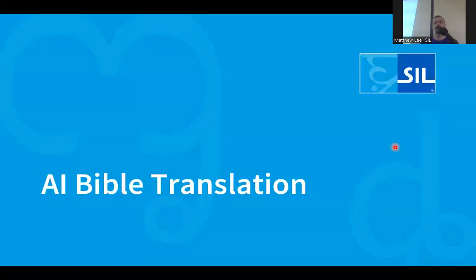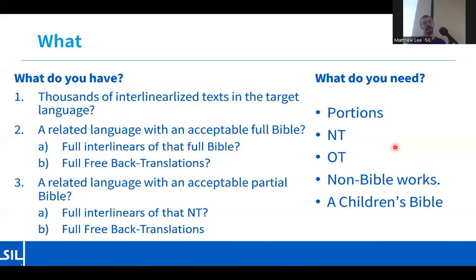Except AI Bible translation, the first question you need to ask is, what can I give it? Do you have thousands of interlinearized texts in the target language? Probably not. Do you have a related language with an acceptable full Bible? Maybe. Does that full Bible have a full interlinear or a full free back translation? Maybe not, but hopefully. Do you have a related language with a partial Bible? And does that have interlinears? And what do you need? Are you looking for Bible portions, a New Testament, an Old Testament, non-Bible works, or making a children's Bible?